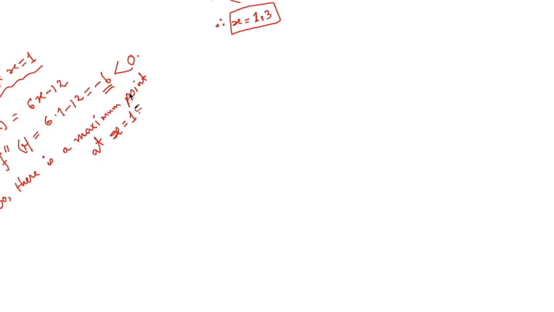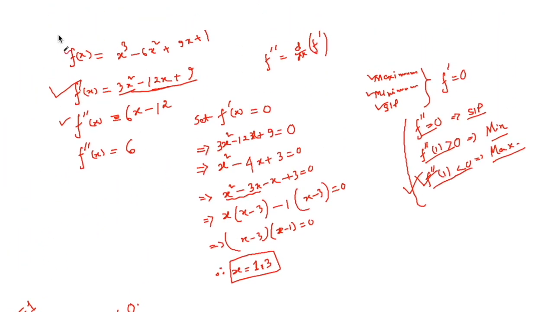So there is a maximum point at x equal to 1, and this x value is the x coordinate of the maximum point. So how you will get y coordinate? Y coordinate you will get from the given function. If you put x equal to 1 in this function, you will get y max.